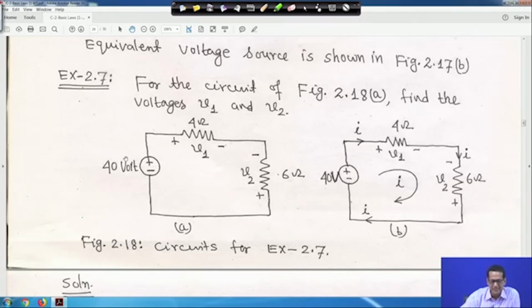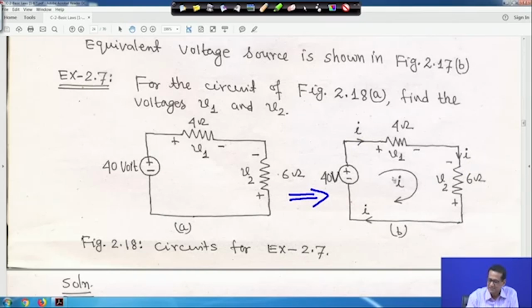The circuit is given: this is a 40 volt source, a 4 ohm resistor and a 6 ohm resistor, and the polarities are given. It is a simple series circuit, because the 4 ohm, the 6 ohm and the 40 volt source are all in series. So the same current will flow through this circuit. We have taken a current flowing clockwise, returning to the source again.